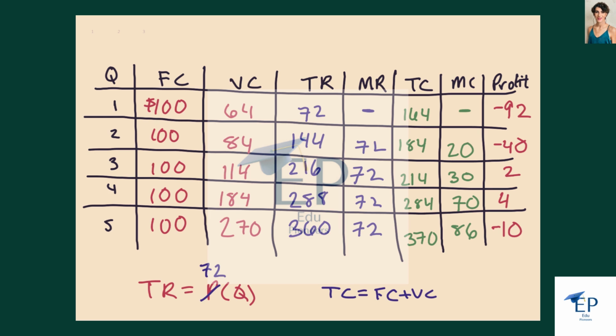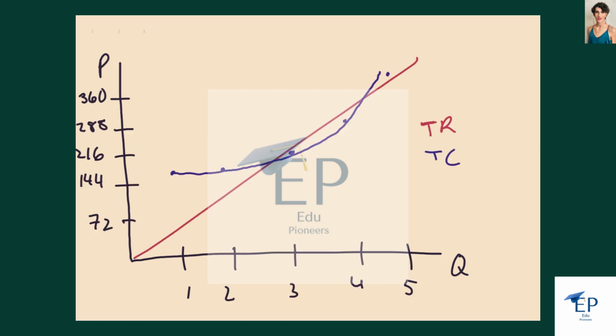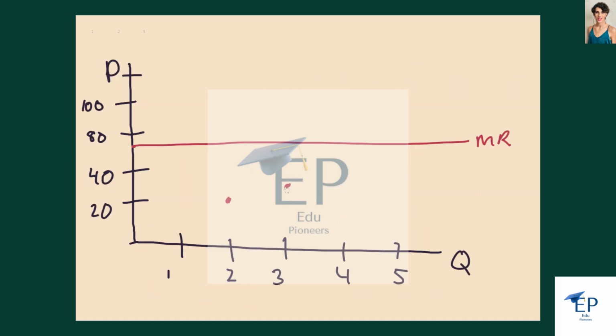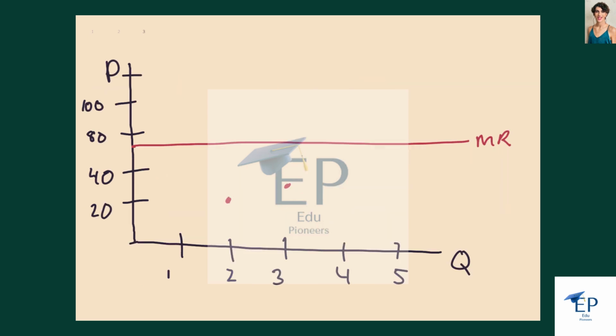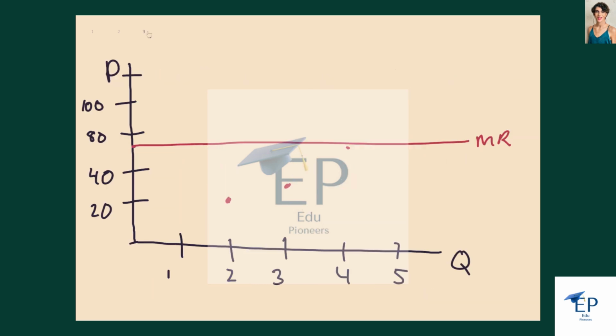And now we need to plot our marginal cost curve. So first we start off with, at 2 units, marginal cost of 20. And then we go to a marginal cost of 30. And then we go to a marginal cost of 70, so right underneath here. And then we go to a marginal cost of 86, so right above there. So it looks something like this.